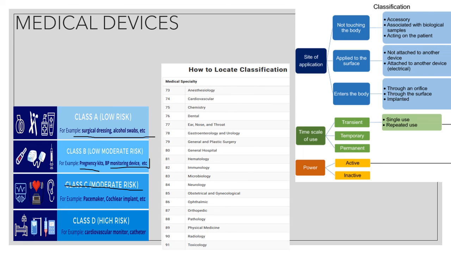And the next step we have is the different classifications of these devices, whether it enters the body, whether it is applied on the surface of the body, or it is not touching the body at all. So, enters the body, is it implanted? Is it an IUD, that is an intrauterine contraceptive device? Or is it applied to an orifice, from minor surgery? Is it a single time use? Is it a repetitive use? Is it active? Is it inactive? The time: is it transient, temporary, permanent?